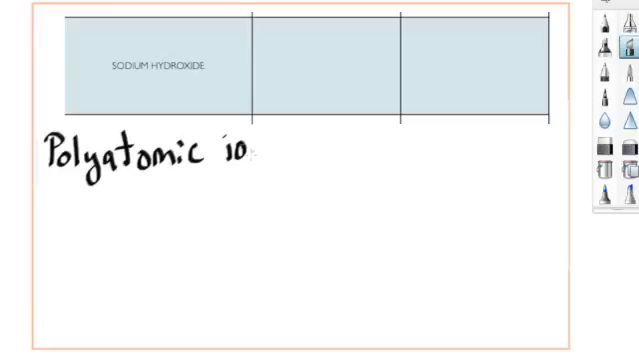Polyatomic ions. Poly, like polygon, means many. Polygons are many-sided objects. This is polyatomic, many atom ions. Well, an ion has a charge. So something that has many atoms and a charge is still an ion, but it's different.